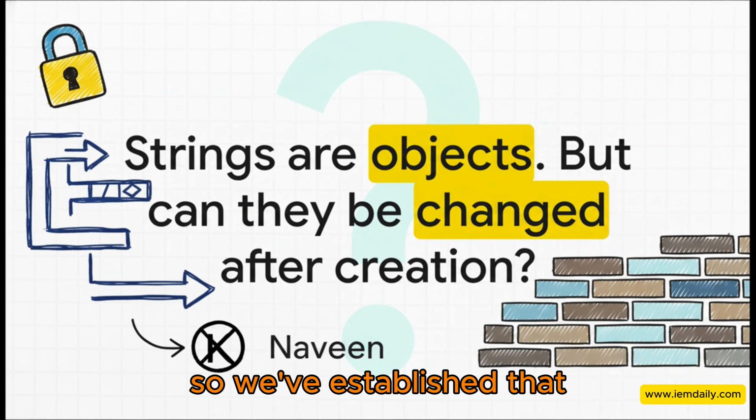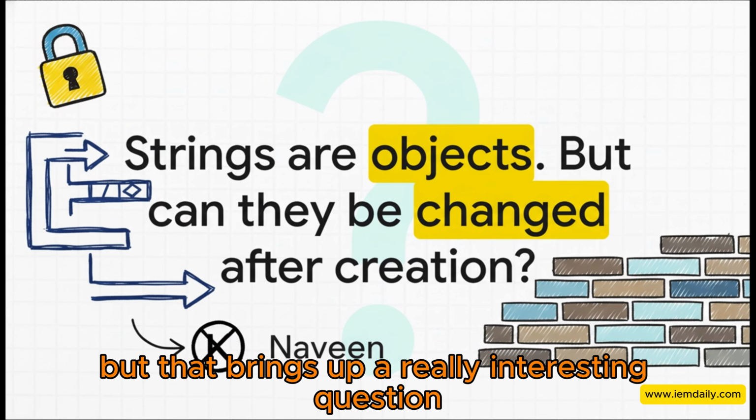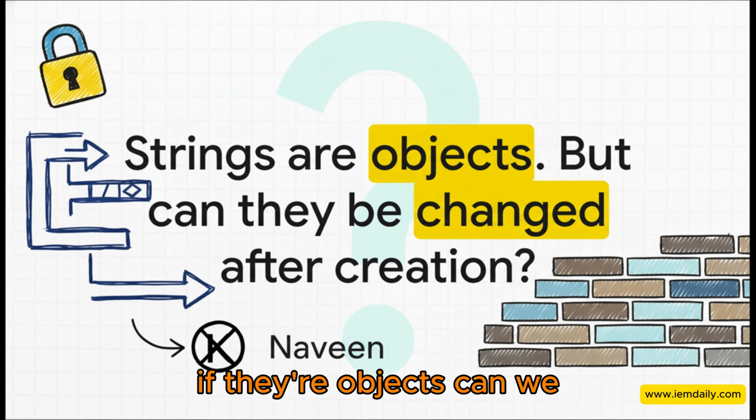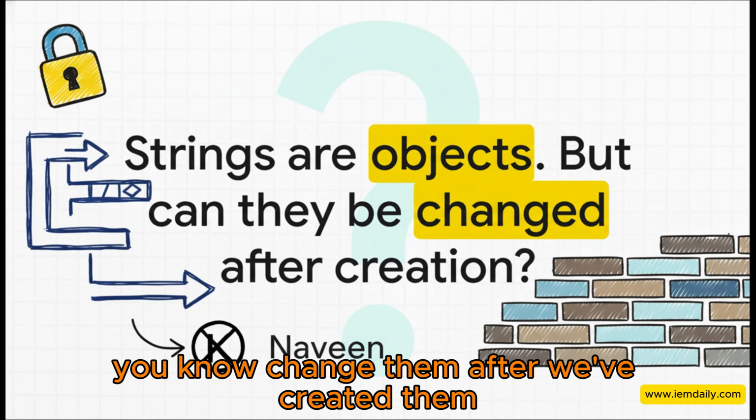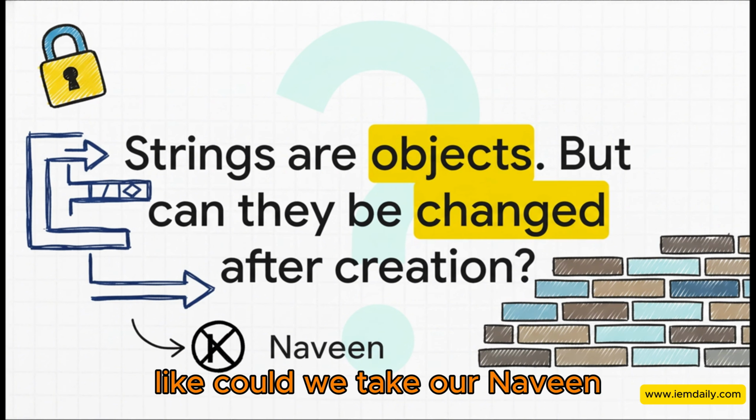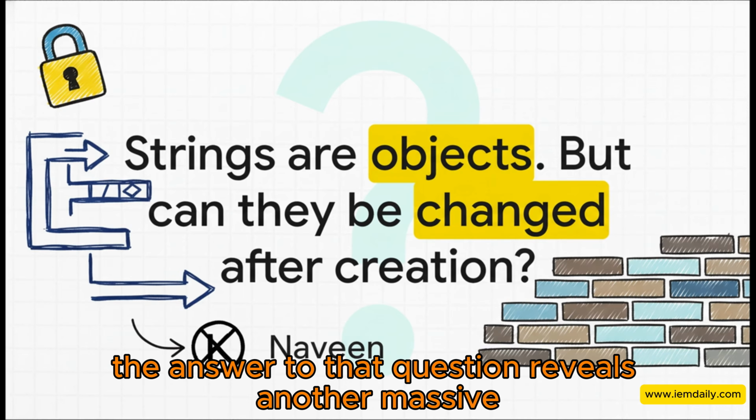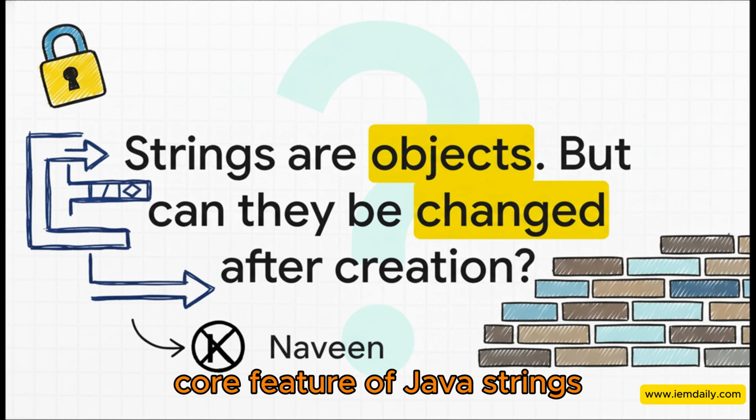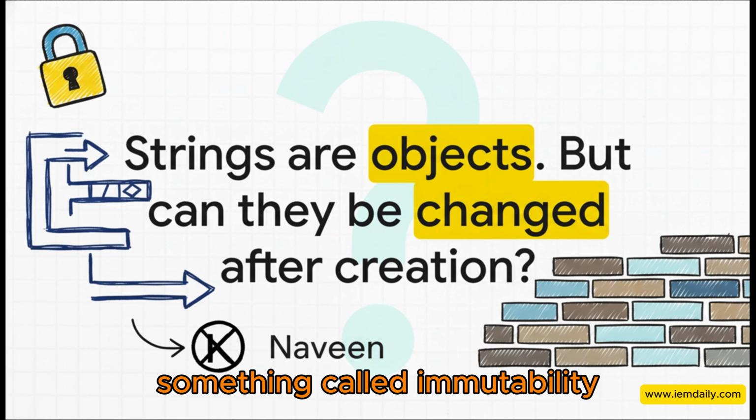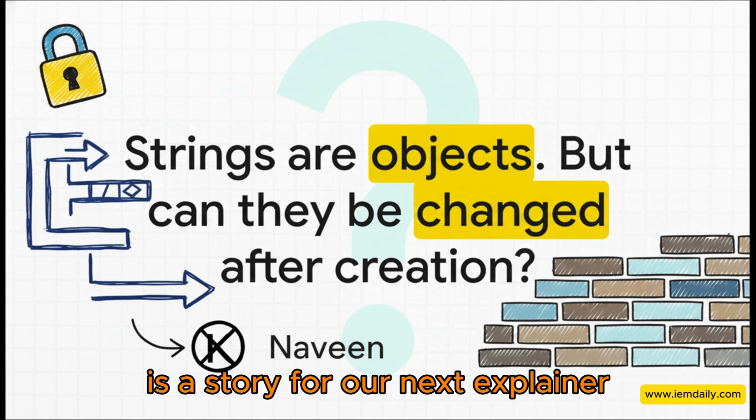So we've established that strings are these powerful objects, but that brings up a really interesting question. If they're objects, can we change them after we've created them? Like, could we take our Naveen string and just change the first letter to a K to make it Kaveen? Well, the answer to that question reveals another massive core feature of Java strings, something called immutability. And that, my friends, is a story for our next explainer.